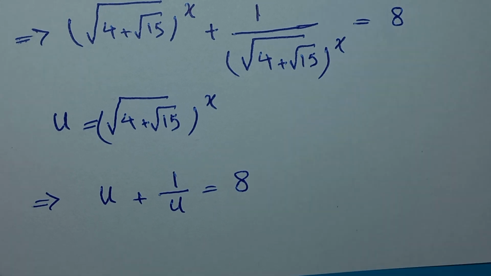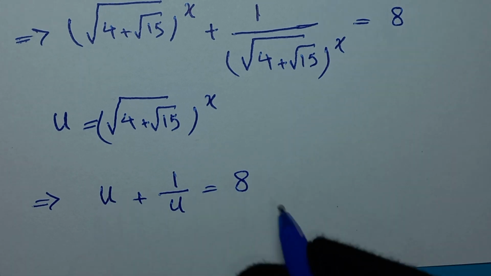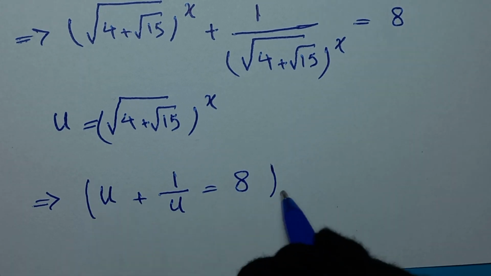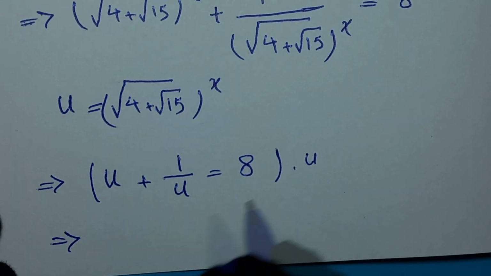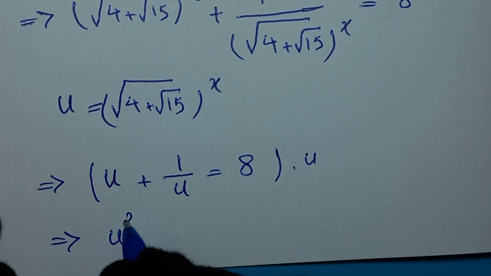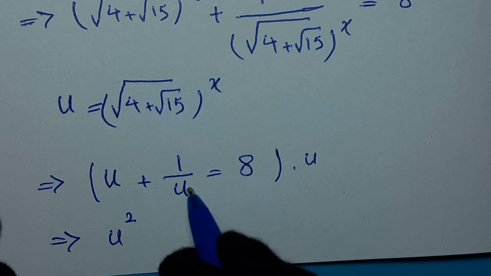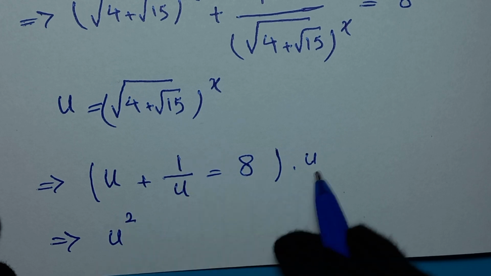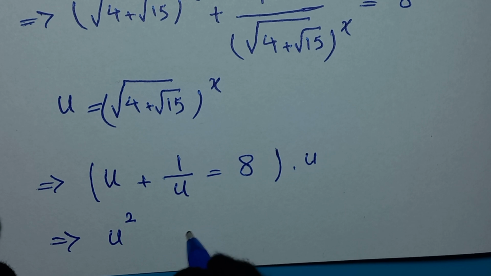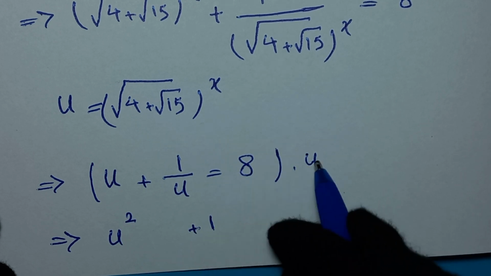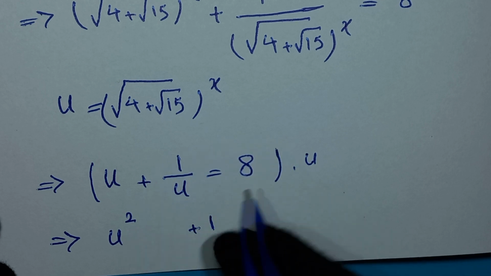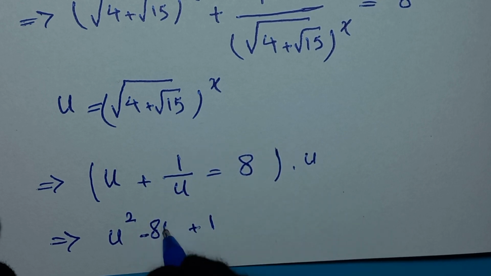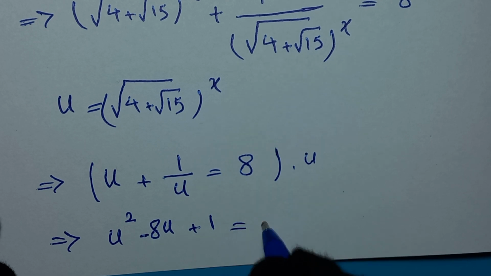In the next step, we multiply both sides of this equation by u. So u times u is u square, 1 over u times u is 1, and 8 times u is 8u. We take it to this side, so it will be u square minus 8u plus 1 is equal to 0.